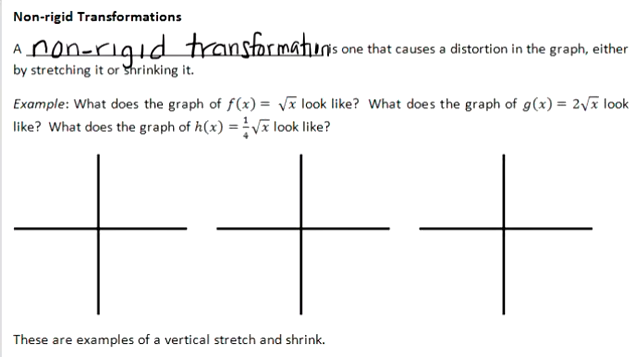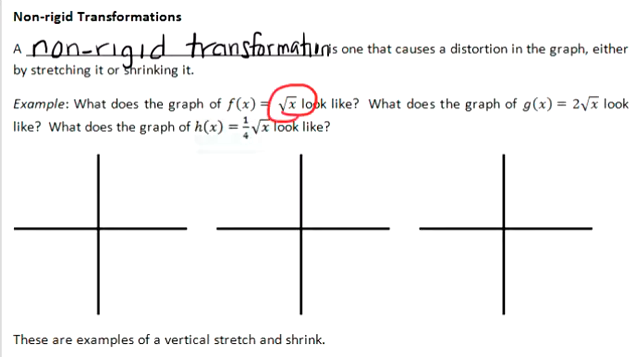This is different from what we have been looking at because the other transformations did not change the shape, did not stretch or shrink our graph. So an example of a non-rigid transformation would be if we were to multiply the outside of our parent function by some value. And we're going to see what happens when we multiply by a value of 2 and 1/4, a number that's bigger than 1 and a number that's less than 1, yet not negative. We've already seen what negative does to our graph.